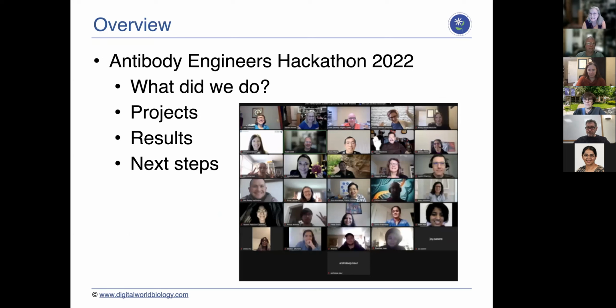So what did we do in the 2022 hackathon? At the beginning, we had 70 people apply from all over the world. We had to narrow that down to make it a little bit more manageable, but we ended up having about 48 participants. On the last day when we were doing presentations, being a Sunday morning, we ended up with 36 people there. We developed some different project ideas, and I'm going to talk about results and the next steps.